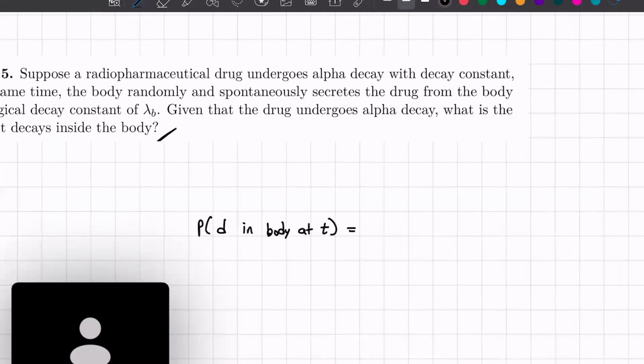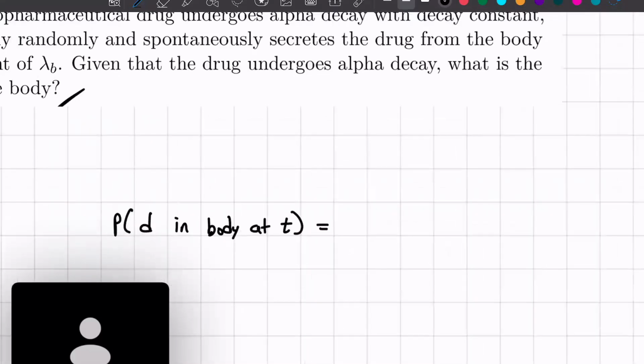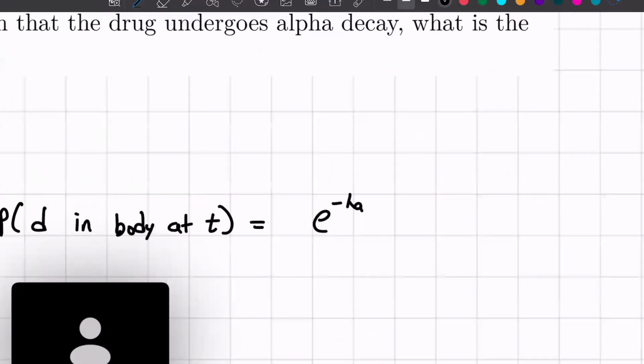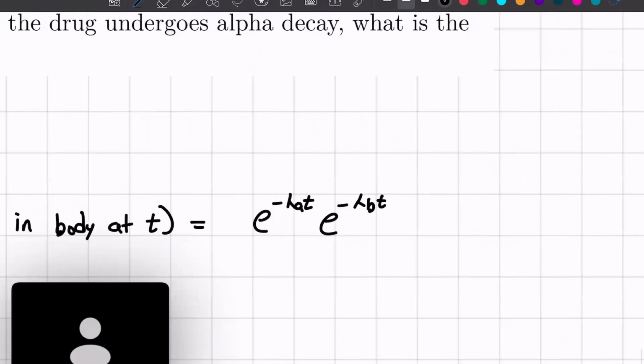Okay, so for this at time t, for it to decay at specifically time t, there's a few things that must happen. Firstly, it must survive all the way until time t, as in it didn't decay via alpha until time t. It must also not secrete out of the body until time t. And then subsequently, it must decay in the next dt.